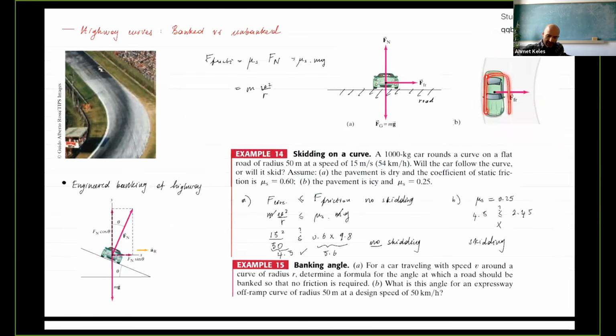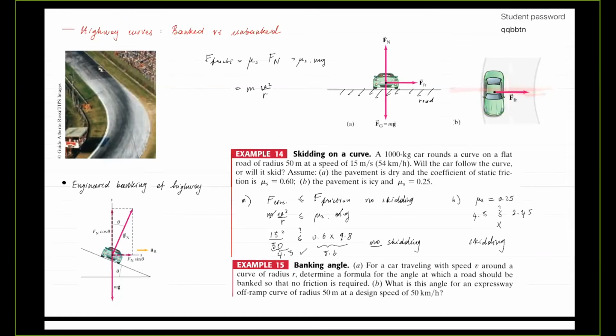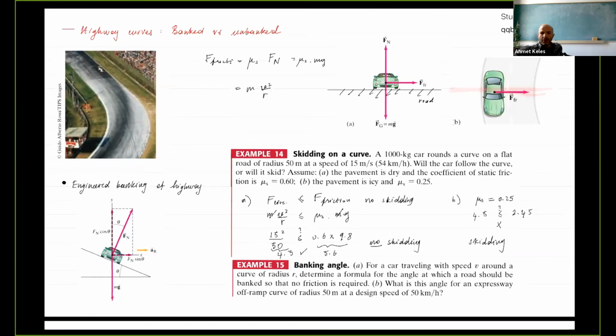So if this car was skidding like this, you would have to use the kinetic friction coefficient. But we are saying that along this direction, there is no motion. It's completely stationary along this direction. That's why we are using the static friction. Does this make sense? I got it. Okay, thank you. Good, good. Thanks for the question. That's a good point.